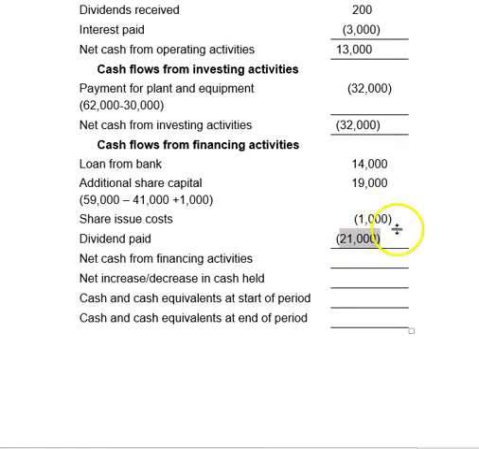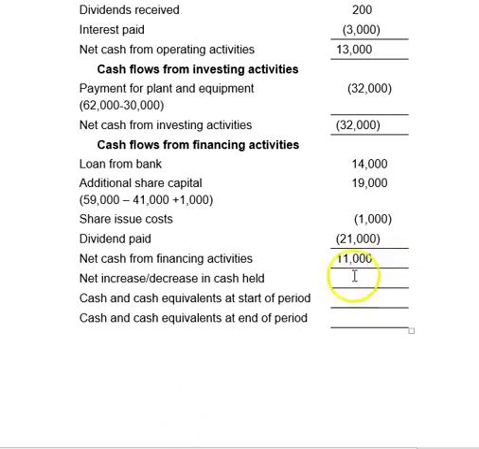So once you are done, you do the same thing. You sum everything up. You sum everything in your financing activities. Okay, so 14,000 plus 19,000 minus 1,000 minus 21,000. So dividends paid is a cash outflow, so you need to minus 21,000. So 14 plus 19 minus 1 minus 21, you will get 11,000.